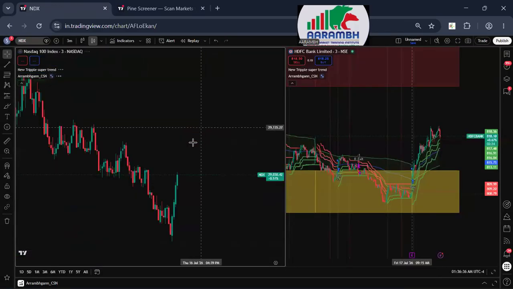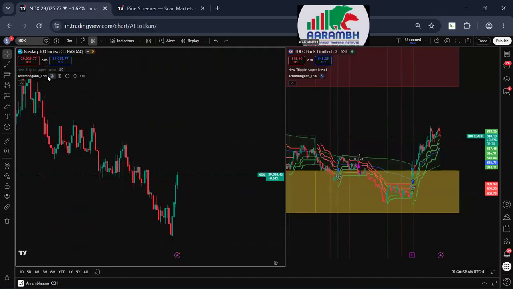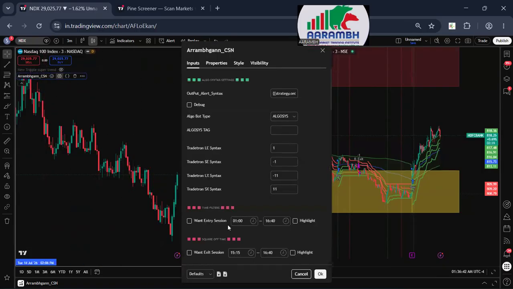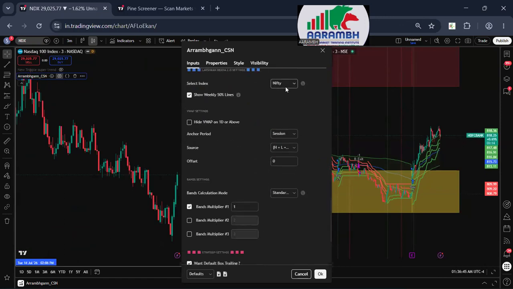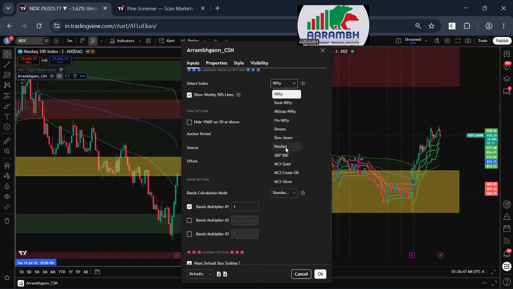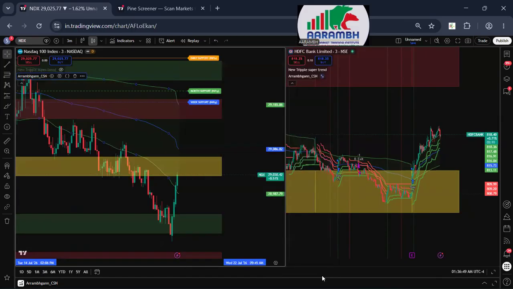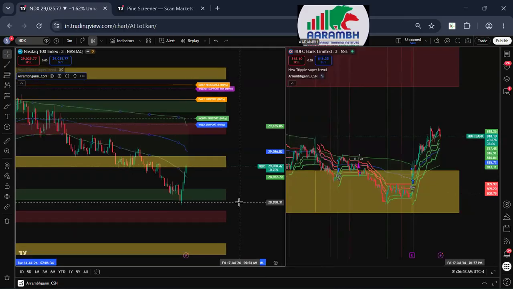Okay. So now if you put this, then you select from this. What you need to do is select NASDAQ. Okay, and there is a list here: Nifty, NASDAQ, S&P 500. Whichever you want, you select. Once you do this, then you will get the support resistance setup.